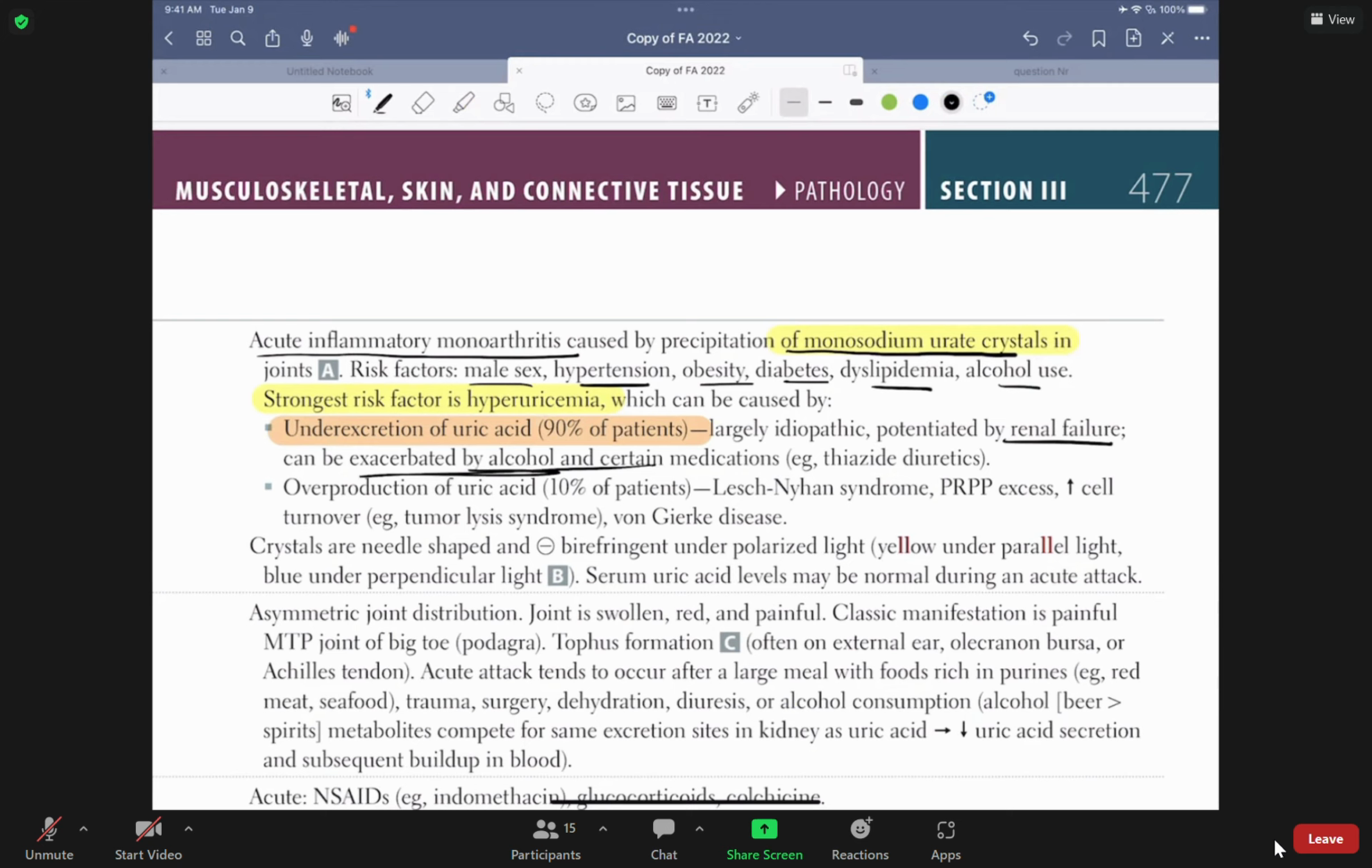Now, overproduction of uric acid is only about 10% of the people. If you remember tumor lysis syndrome, we talked about it. One of the other complications is production of uric acid, okay? So that's that. And also von Gierke disease has increased uric acid too. So those are two main reasons for people to get increased uric acid.